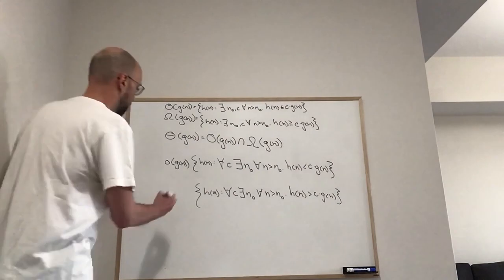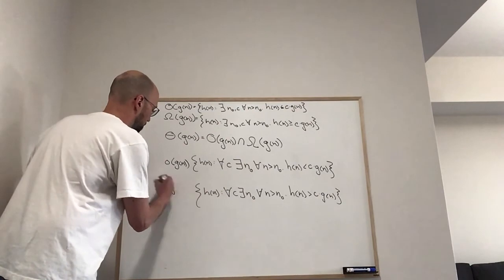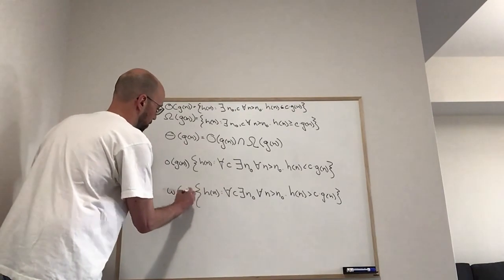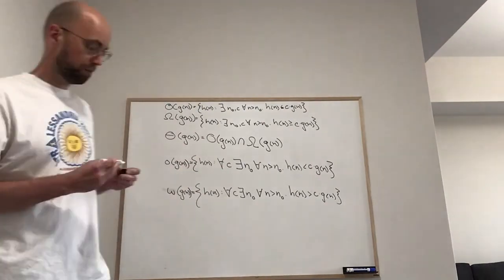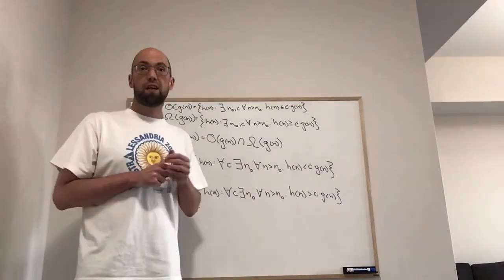And this one is called little omega. Sorry, I better draw it. It looks like a scripty W. Oh, I forgot to put the equals here. Okay, so this is how these things are defined.